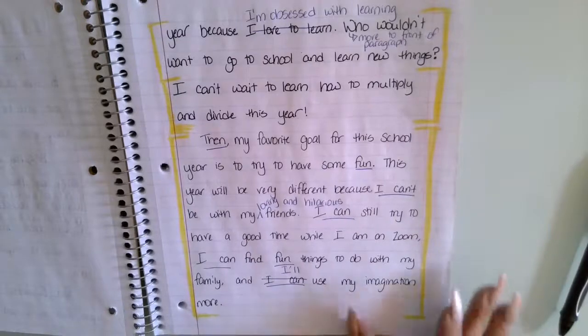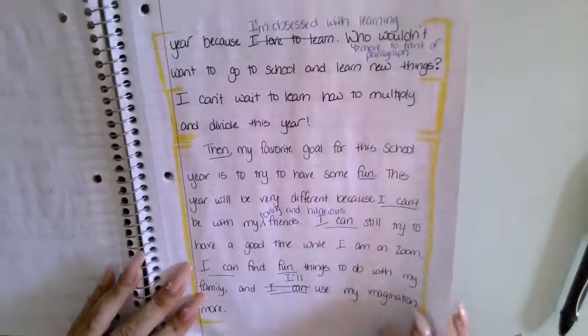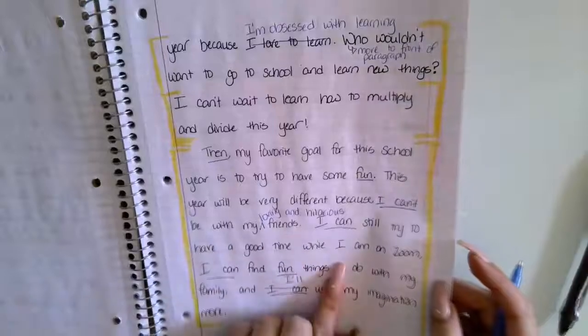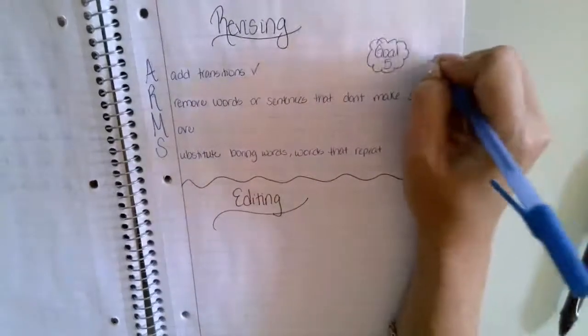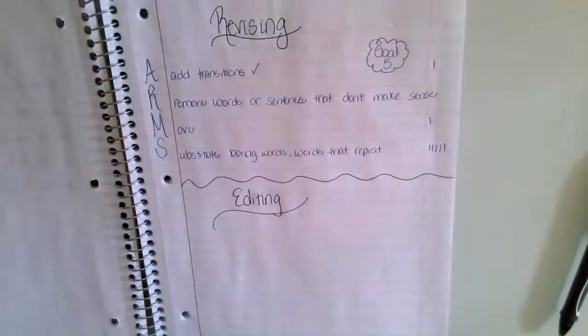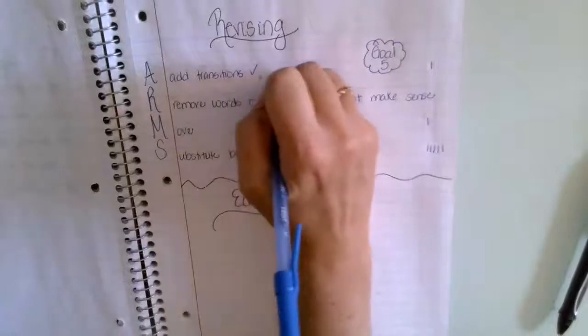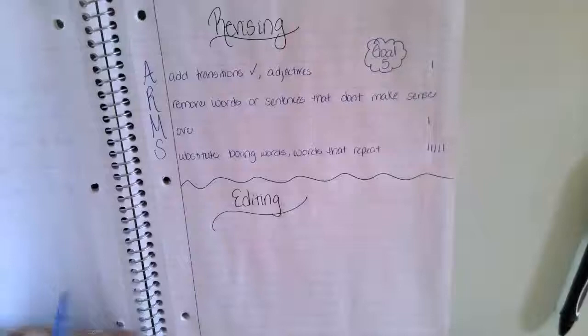I sort of got rid of that repetition there, and I added some adjectives to describe my friends because they are loving and hilarious. So let's see. I didn't move anything here. I did substitute I can, and I added some more. I did add some right there. I added some adjectives. So we're going to write add adjectives because that's what I just did, which again we learned last year.